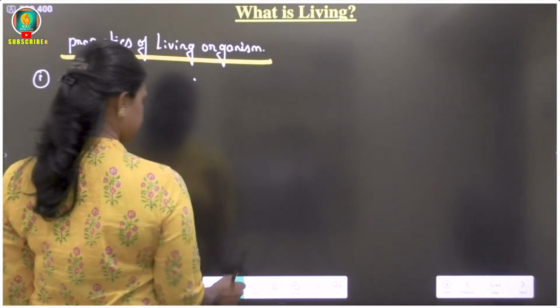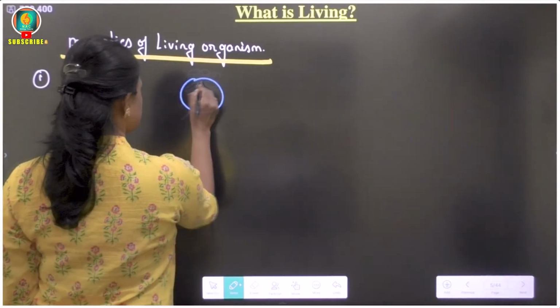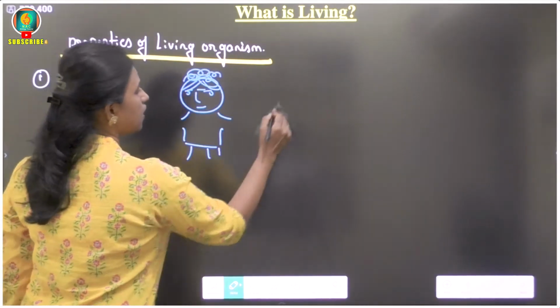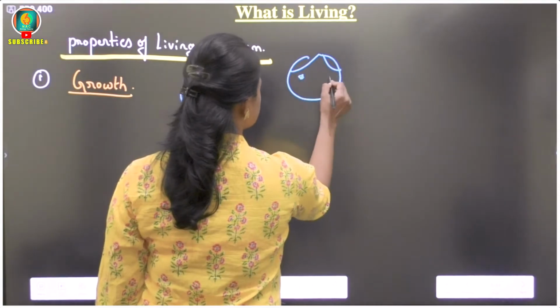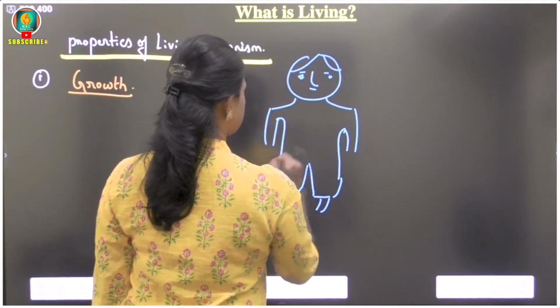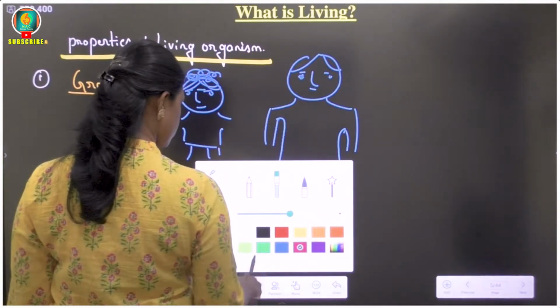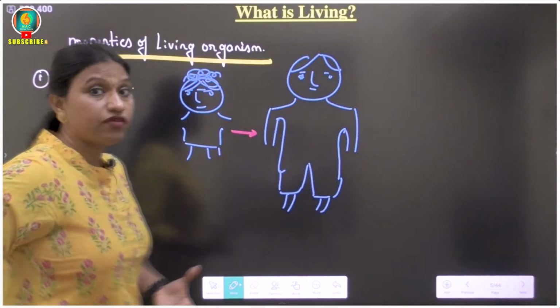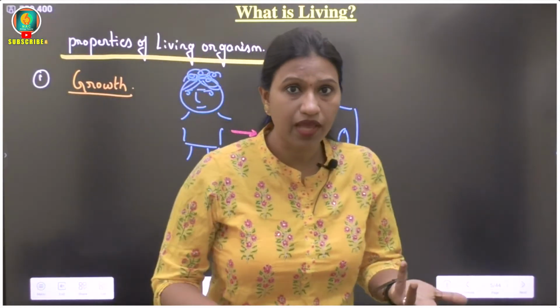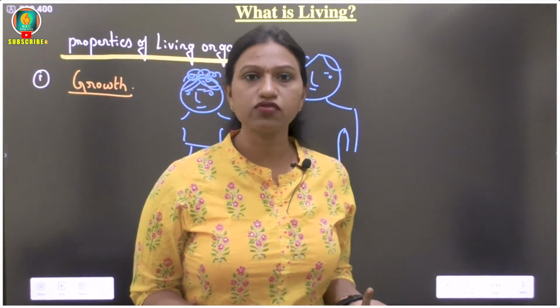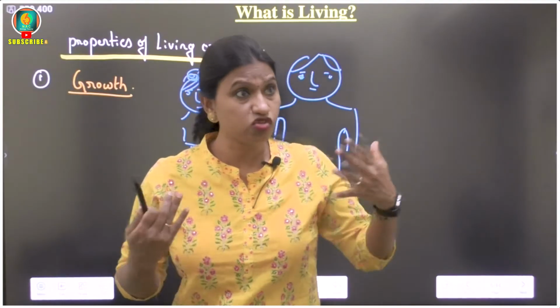We were like this. Now we have become bigger. So how did it happen? This is because we are showing growth. Correct. We are growing. Our height is increasing. Our cells are multiplying. Our mass is increasing. So that's why we can say that we are living organisms and we are showing growth.